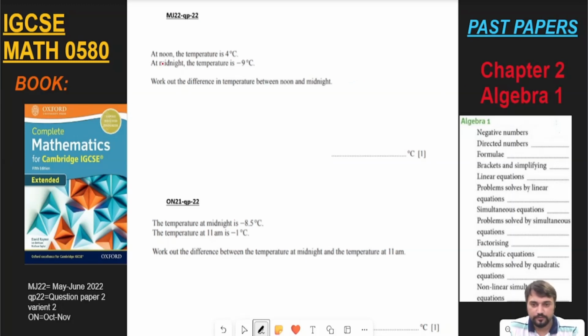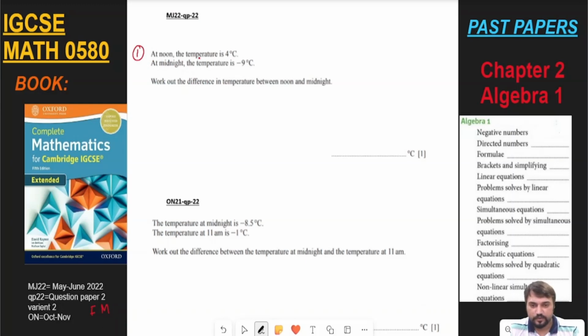But before starting the questions, let me tell you what these symbols mean, MJ22, QP22. I have just written on the side: MJ stands for May, June, and the next number represents the year, that is 2022. QP means question paper, 22 means paper 2, variant 2. Similarly, ON means October, November, and FM means Feb, March. Okay, now this is our first question.